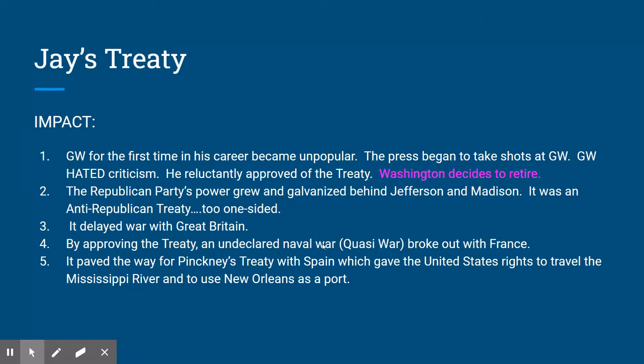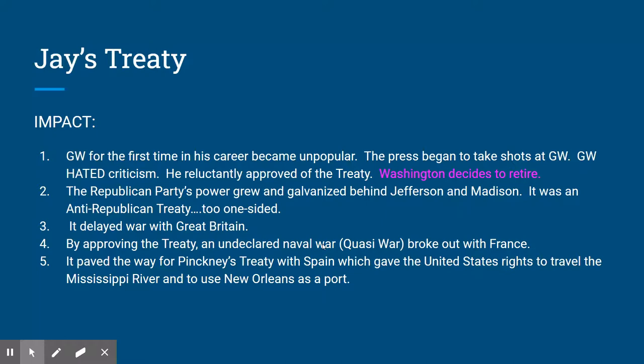It says here, number one, Washington, for the first time, because of Jay's treaty, has become unpopular. You know, one thing we learned about Washington, he's got thin skin. He doesn't like opposition. He loves to be popular. The press began to take shots at him. Washington hated being criticized. But he had to approve the treaty. The treaty narrowly passes in the Senate, and Washington reluctantly signs it. And it's because of Jay's treaty that Washington decides that two terms is enough. So he will finish out his second term and he will retire. It was Jay's treaty that really drove him to Mount Vernon.